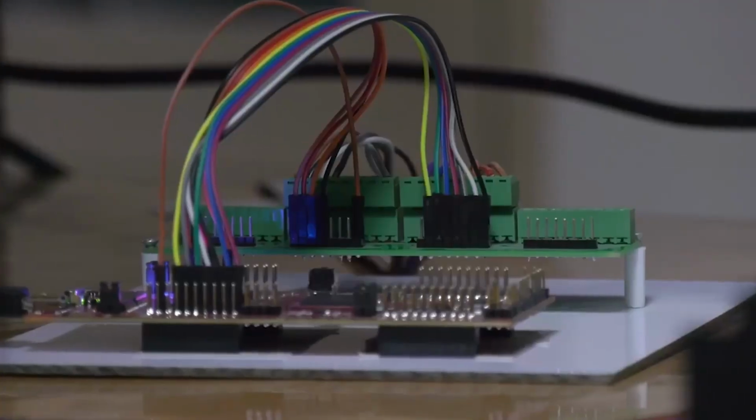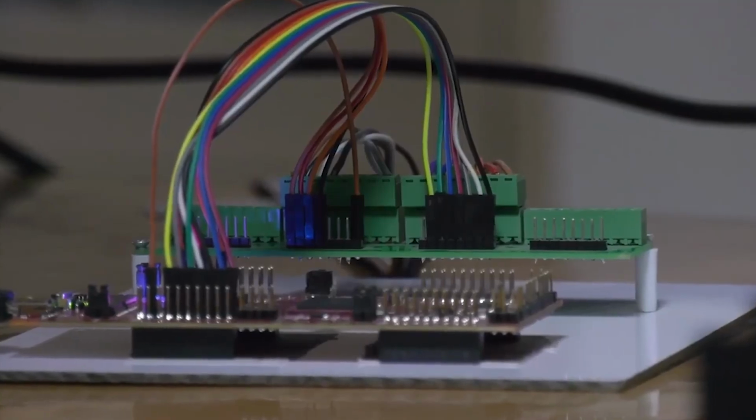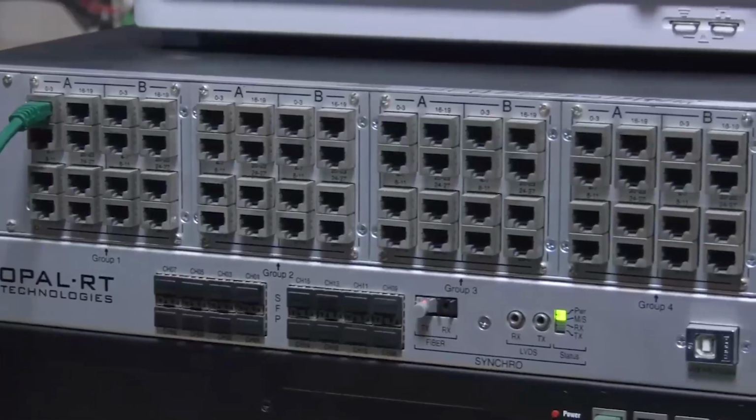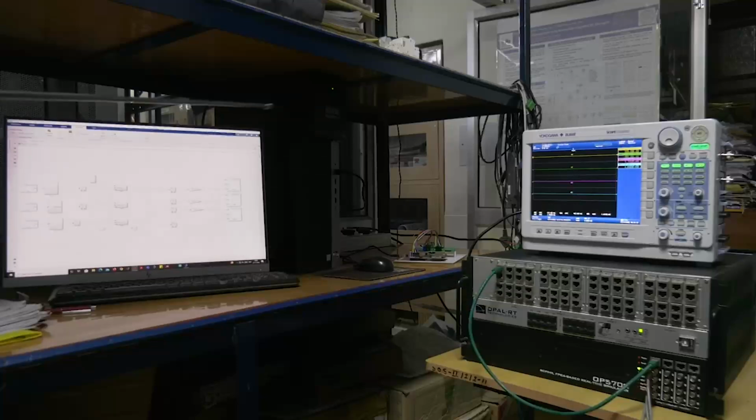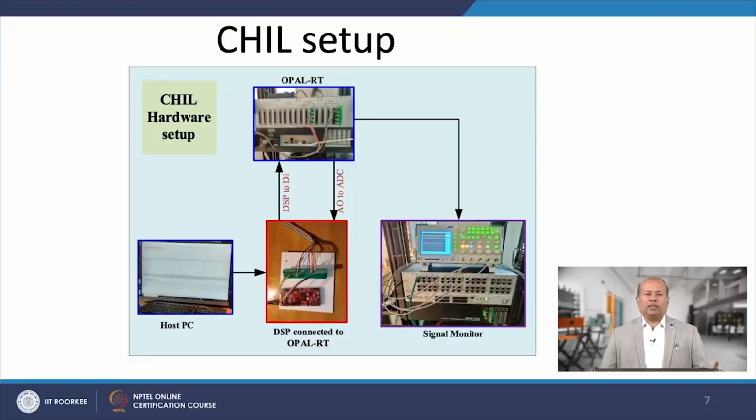The components required for this experiment are a TMS320F28379D launch pad, an Opal RT controller and a simple PC. In this experimentation, the charge distribution considered is energy sharing, the balancing topology is a boost buck converter, and the balancing strategy is based on SOC. This is the schematic of the CHIL experimentation.